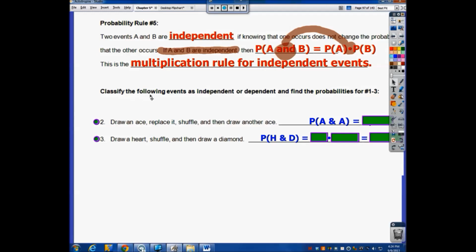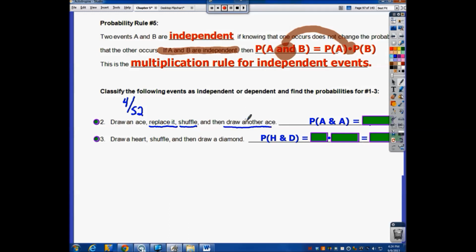So first, we're going to classify the following events as independent or dependent, and then we're also going to calculate their probabilities. So imagine we have a deck of cards and we want to draw an ace. We're going to put it back in the deck, shuffle the deck, and then draw another ace. Okay, so drawing the first ace and drawing the second ace, are those two events independent or are they dependent? Well, drawing the first ace has a 4 in 52 chance. There's 4 aces out of 52 cards altogether. So whenever I draw that ace, there's 3 left in the deck. But notice here, I said I'm going to put it back in and then reshuffle and then draw another ace.